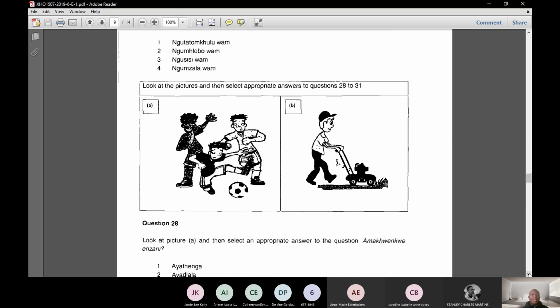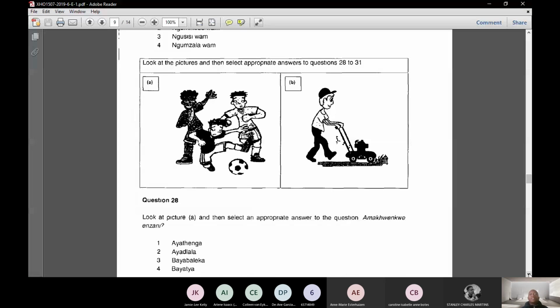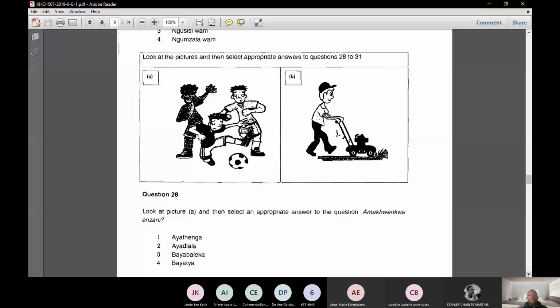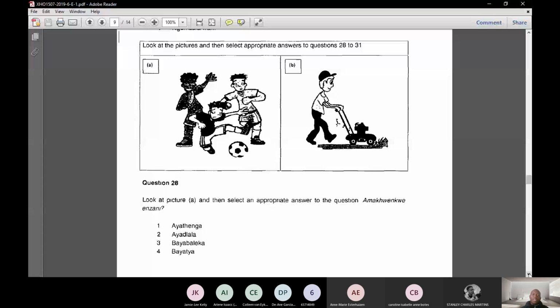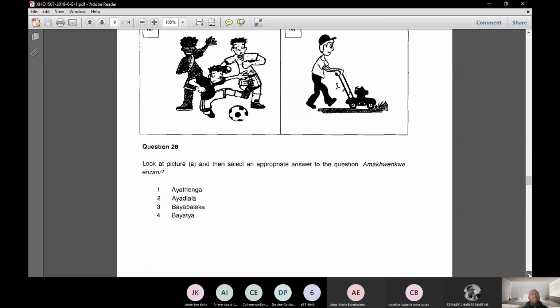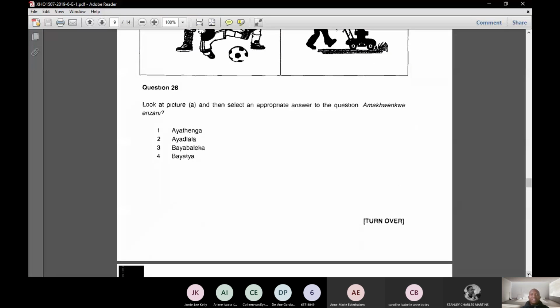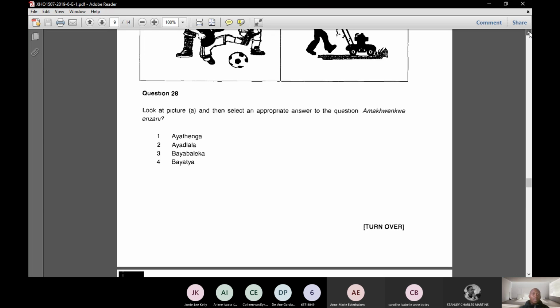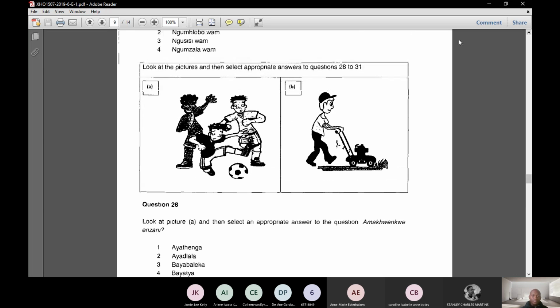Now it says, look at the pictures and then select the appropriate answers to the questions 28 to 31. Question number 28. Look at the picture A and then select an appropriate answer to the question amakhwenkwe enzani. Number 1, ayathenga. Number 2, ayadlala. Number 3, bayabaleka. Number 4, bayatya. What are these boys doing in picture number 1?